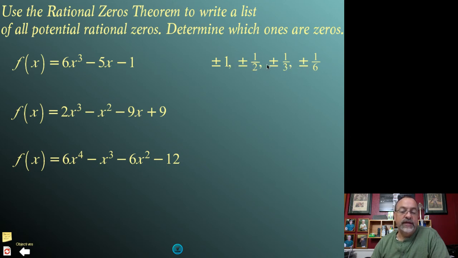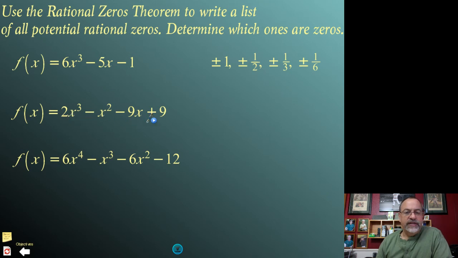Now, it doesn't mean that it can't cross at an irrational number. It just says if it's going to cross or touch at a rational number, it must be one of these rational numbers. All right, so that's what it does for us. It just gives us a list of potential rational zeros. Now, to determine which ones are zeros, we'll talk about that in a minute. Let's do a couple more examples.